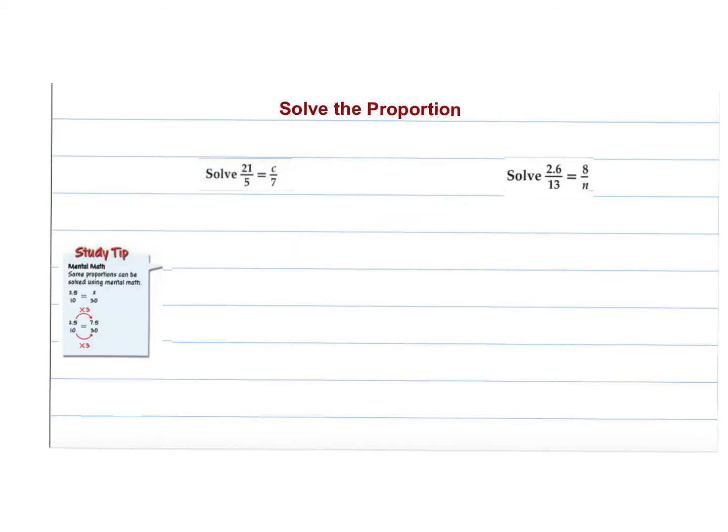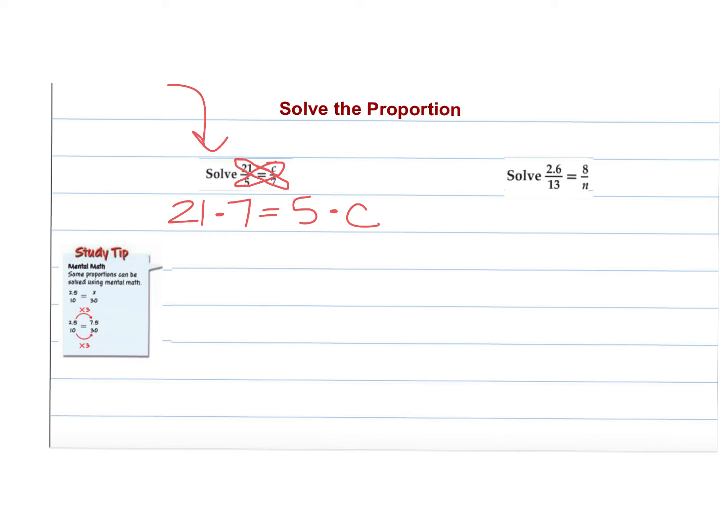So now we're given a proportion, but we have to find a missing value to make the equation proportional. Let's look at this one right here: 21/5 equals C over 7. We need to figure out what we can put in for C to make this a proportion. Remember, we multiply our diagonals. So we would do 21 times 7, and then this diagonal, which would be 5 times C.